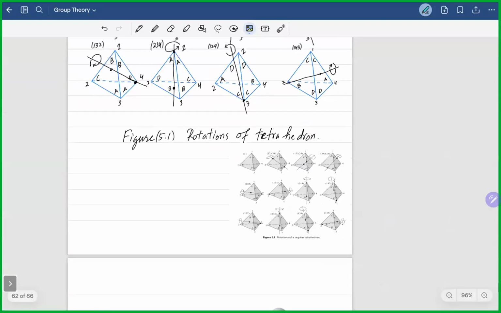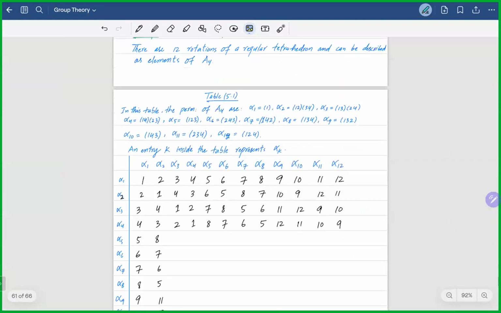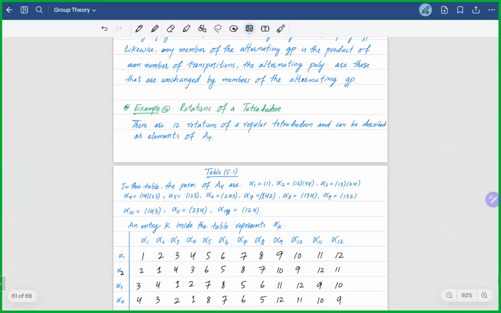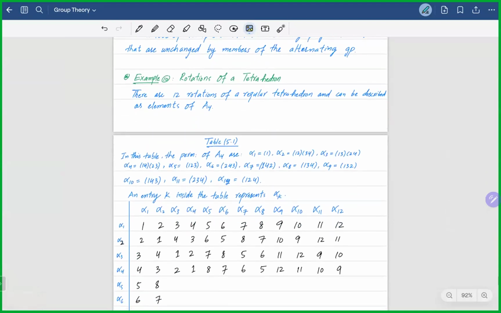In the last lecture we have talked about rotations of a tetrahedron. We have presented permutation groups, symmetric groups, alternating groups, even and odd permutations. Every permutation is a product of disjoint cycles. Every permutation can be written as a product of transpositions. An even permutation is a product of an even number of transpositions.